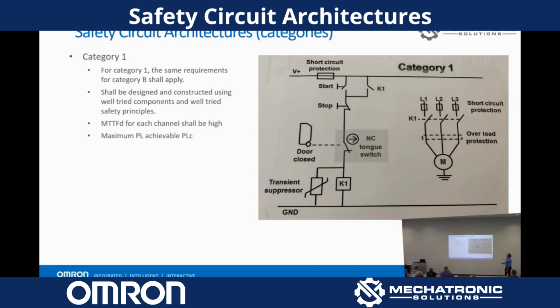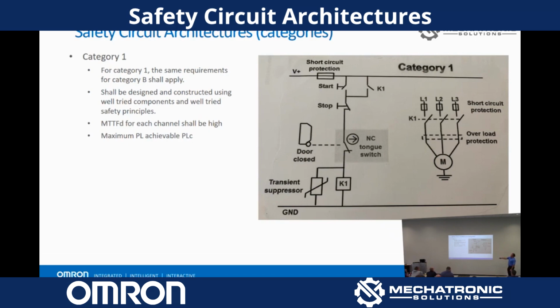And that's right here: shall be designed and constructed using well-tried components and well-tried safety principles. This is safety talk, well-tried components and well-tried safety principles. That's like safety talk for use safety rated devices on your circuit. I would encourage everyone, regardless of performance level, to always use safety rated inputs, safety rated logic, if there's any logic happening with what that input controls, and safety rated outputs. I just recommend that as a base level because it keeps us out of trouble. But at a minimum for category 1, you have to use safety rated components. And so we're seeing it here.